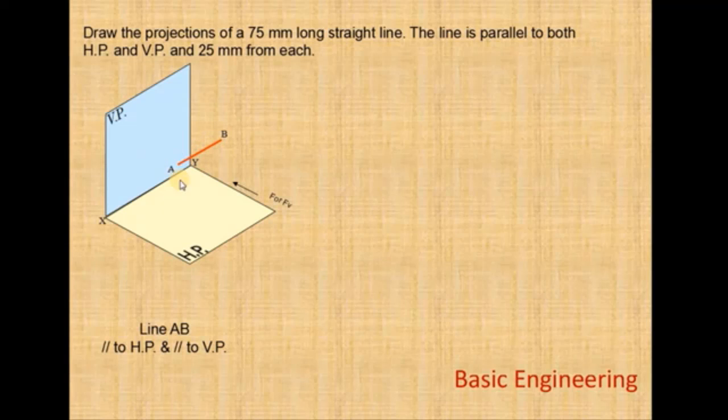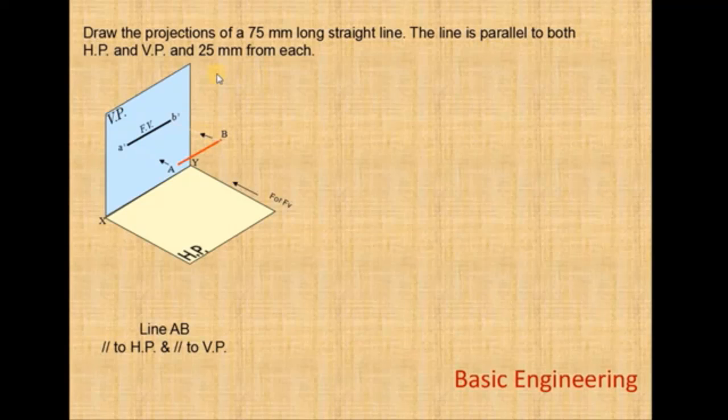We have to draw the front view. This is the front view direction, and you get the front view on the vertical plane like this. The front view is indicated by A dash B dash. The A dash B dash line indicates the front view of line AB.